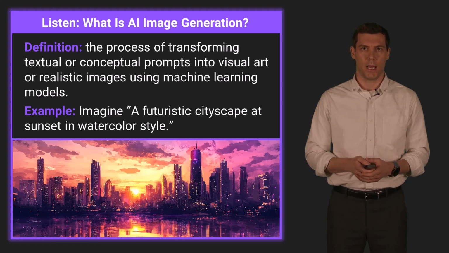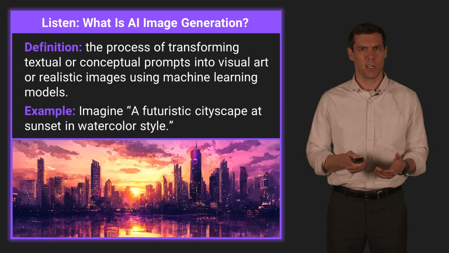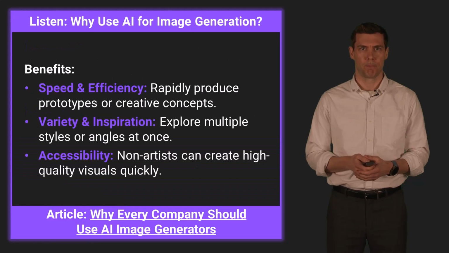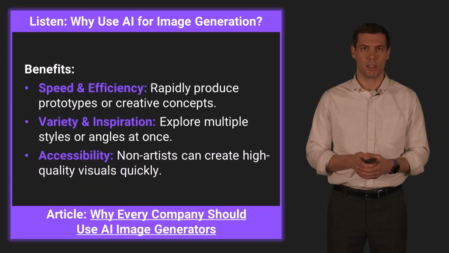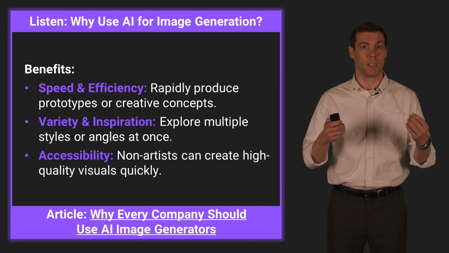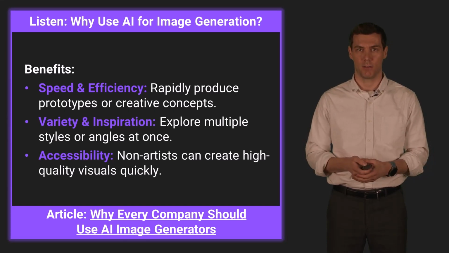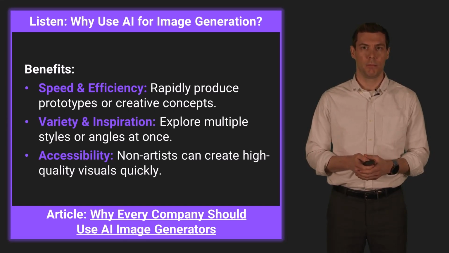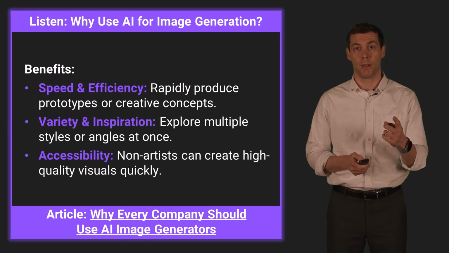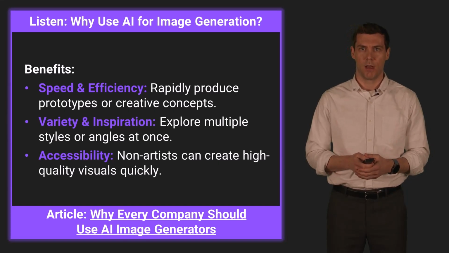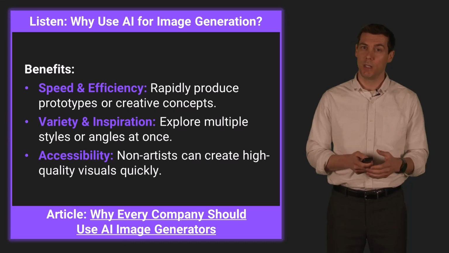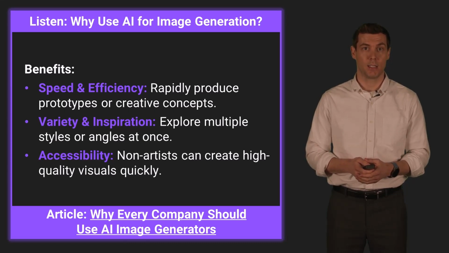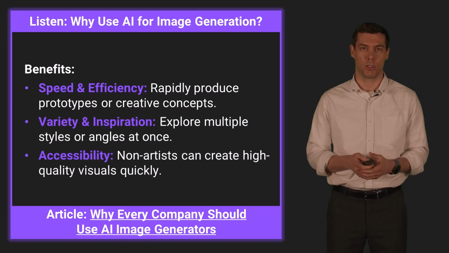Now that we know what AI image generation is, let's look at the benefits of using it. Using AI for image generation offers significant advantages, making visual creativity accessible, efficient, and effective. Let's look at the 3 key benefits. Number 1, speed and efficiency. AI rapidly produces prototypes and creative concepts. This means you can instantly visualize ideas that would otherwise take hours or days to complete.